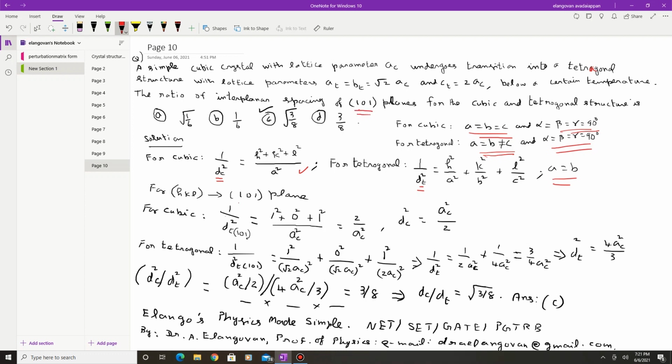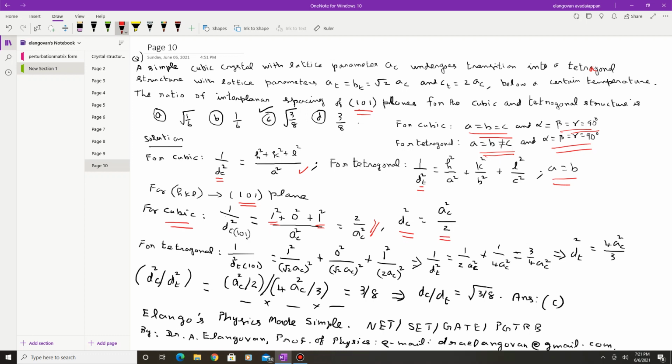So for the 101 plane, first you take the cubical system expression and substitute h is equal to 1, k is equal to 0, and l is equal to 1. Once you substitute this, you will get the expression 1 by dc square is equal to 2 by ac square, or dc square is equal to ac square by 2. So you can calculate for the cubical system.